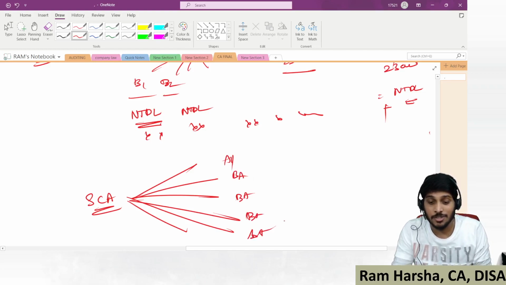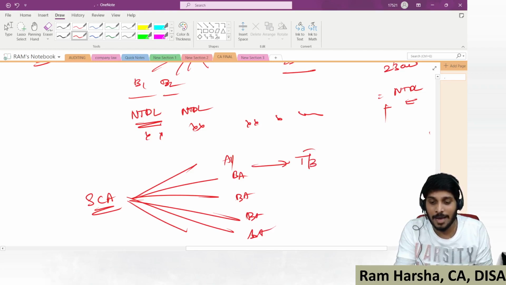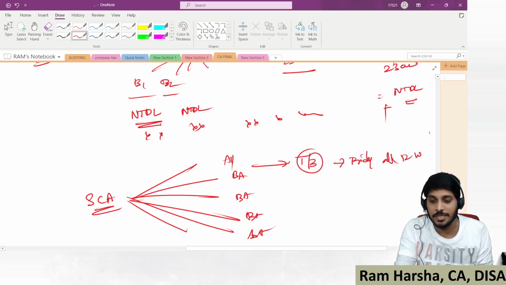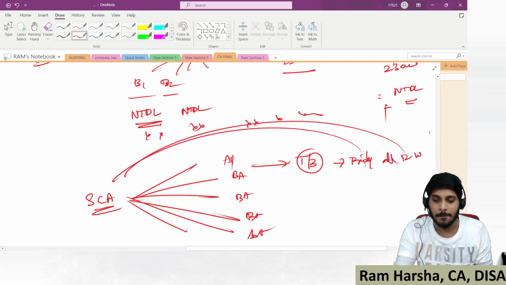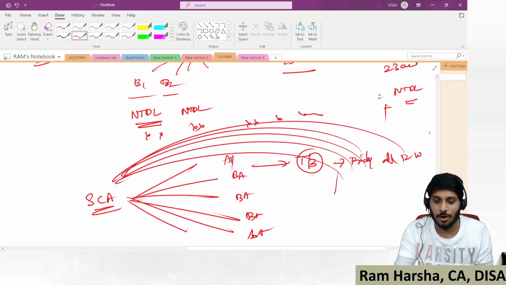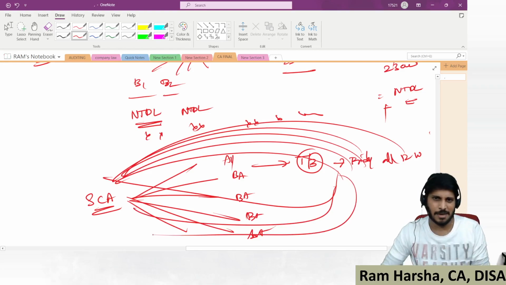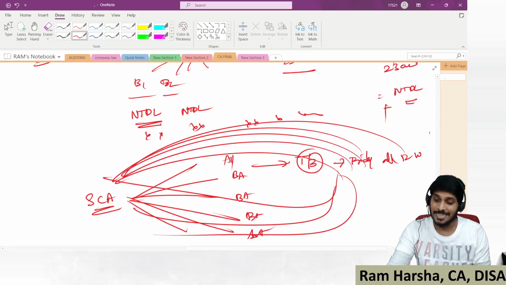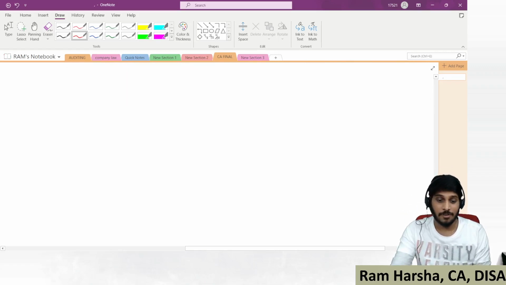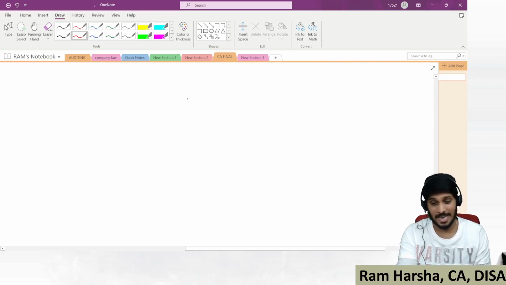Dear branch auditors, you generate the trial balance. Which trial balance? The Friday trial balance for all 52 weeks. Please forward it to me. So the branch auditors will send all 52 weeks of trial balances. Very good. Now what will the central statutory auditor do? All 52 weeks of Friday trial balances he has, right?